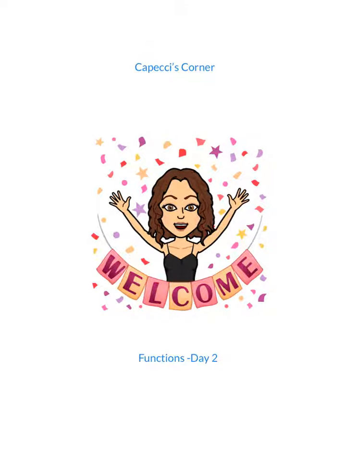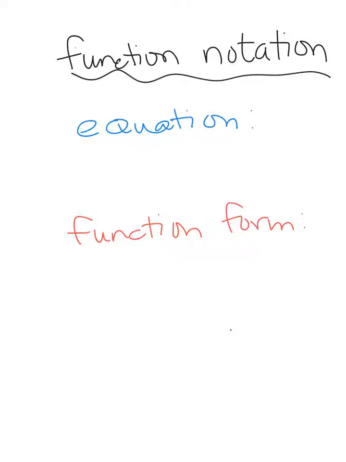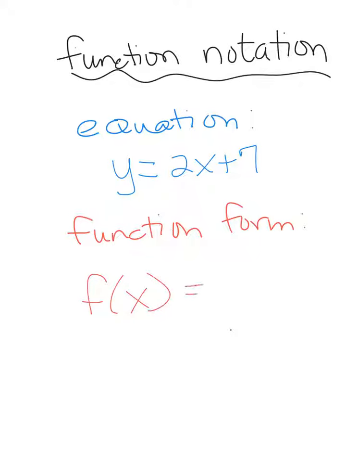Today in Capechi's Corner, we're going to look at the second day of functions. We're going to look at function notation. If we have an equation such as y equals 2x plus 7, we can show that this equation is a function by writing it in function form. And that looks like f of x is equal to 2x plus 7. So all we did was change the y to f of x.